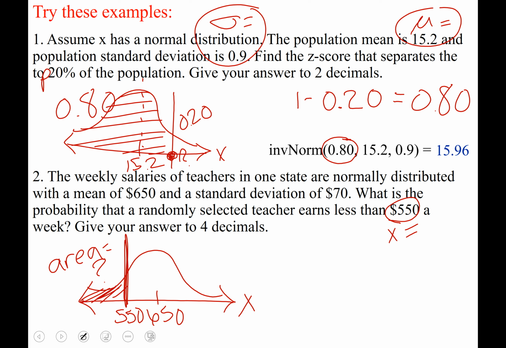So we're not going to run inverse norm. We're going to run normal CDF. Area to the left, where the shading starts, some random small number, where the shading stops, 550. Mu is 650, sigma is 70.